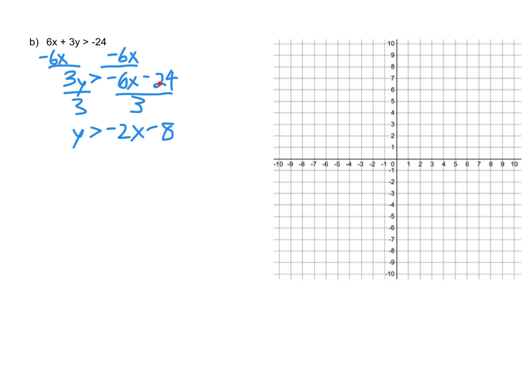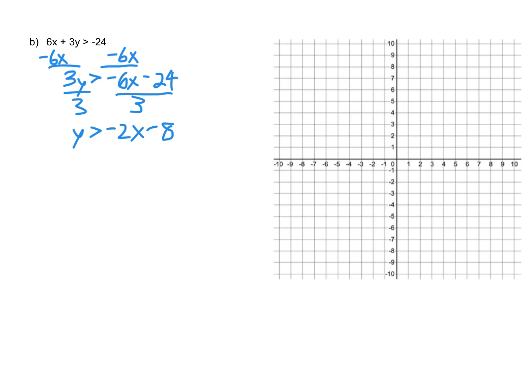Even though these are negative, the negative 6x and then negative 24, it doesn't matter. The number that's in front of your letter, when you get down to number, letter, and then the rest of it, that's the part that matters. So since this is a positive 3 in front of the y, I don't flip the inequality sign. So you should have got y greater than negative 2x minus 8. Take a moment and see if you can graph that then.